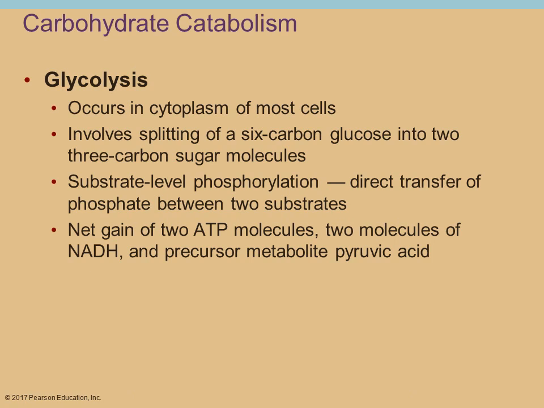Glycolysis occurs in the cytoplasm for most cells. As I said, you're going to take that 6-carbon glucose and break it into 2 3-carbon compounds. You're going to be transferring some phosphates around. Your net gain, and I'm talking about net gain, is going to be 2 ATP molecules, 2 NADH molecules, which remember is a type of electron carrier, and 2 pyruvic acids per glucose molecule.